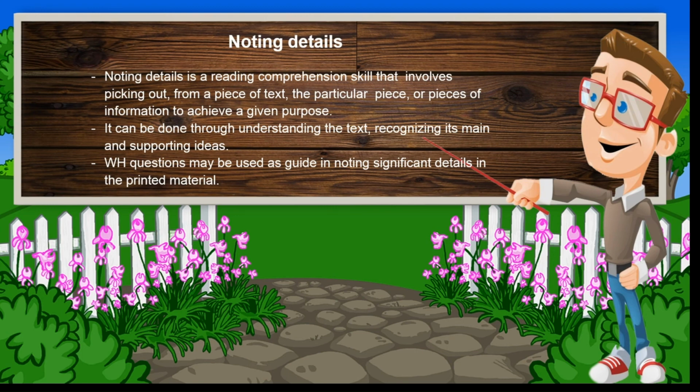Noting details is a reading comprehension skill that involves picking out from a piece of text the particular piece or pieces of information to achieve a given purpose. It can be done through understanding the text, recognizing its main and supporting ideas. WH questions may be used as guide in noting significant details in printed material.